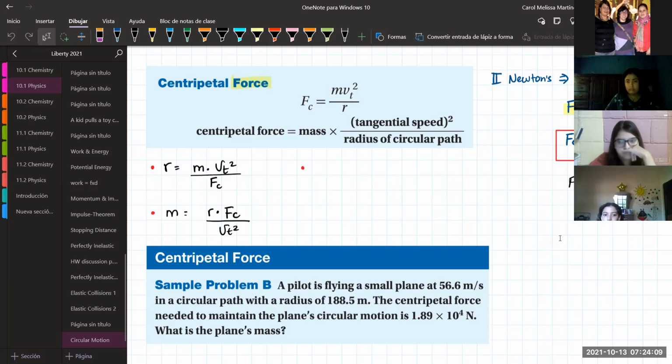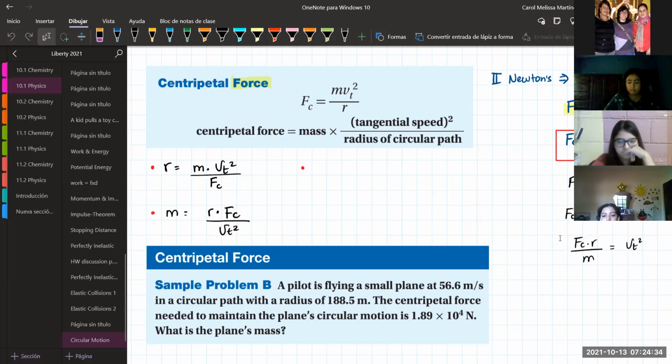I'm going to start isolating radius. It is dividing, goes to the other side to multiply. So this will be Fc times R equals m times Vt squared. I want to isolate Vt squared. So this m is multiplying, it's going to come to the other side to divide. So Fc times R divided by m equals Vt squared.